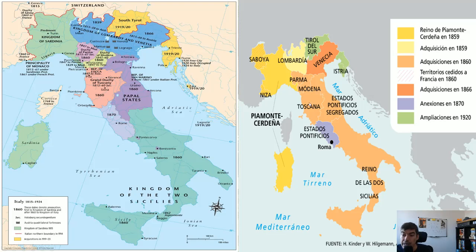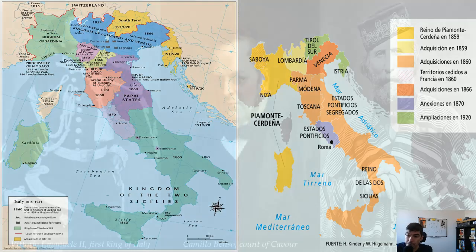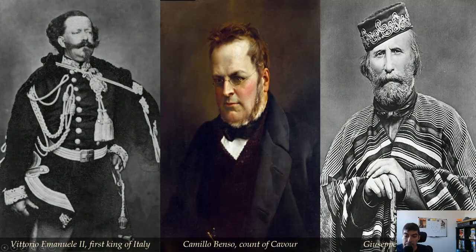In exchange for the support of the French troops of Napoleon III, the kingdom had to cede Savoy and Nice to France in the year 1860. These are Victor Emmanuel II, Camillo Benso, the Count of Cavour, the Prime Minister, and Giuseppe Garibaldi, the man who led the expedition to the Kingdom of the Two Sicilies.